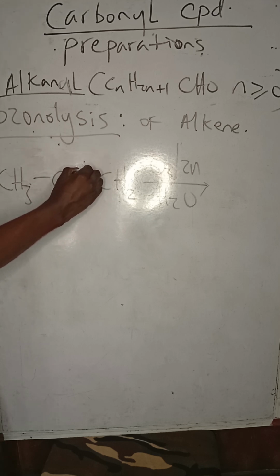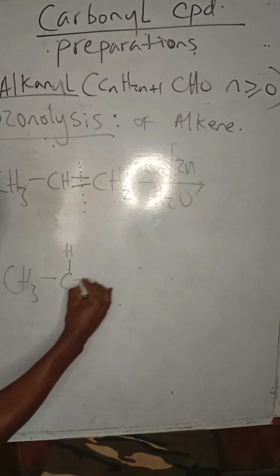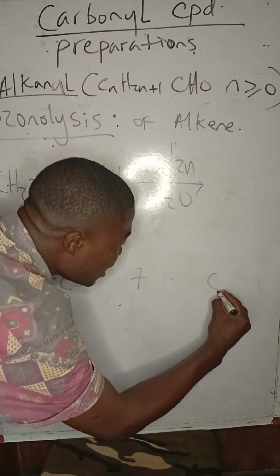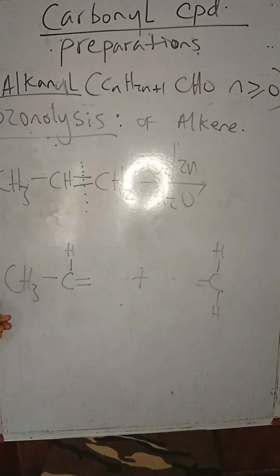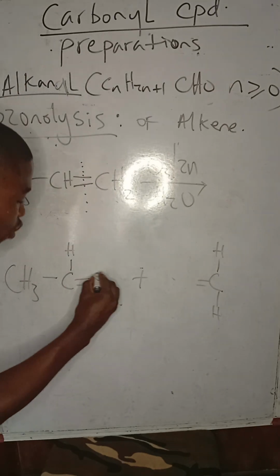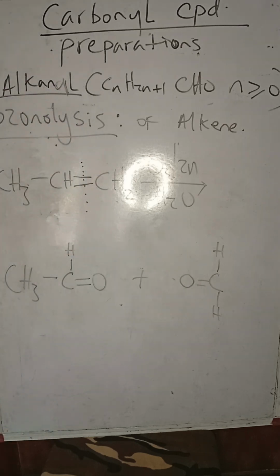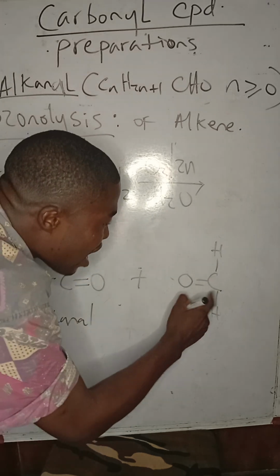So let's cleave. Break the bond. So we should have CH3, CH, and we retain the double bond on it. Plus, clip this side. We have C with H and H, and retain the double bond on it. How do you finish your product? You add O to this side, and you add O to this side. Adding O to both sides gives me here ethanal, and here a one-carbon alkanal.